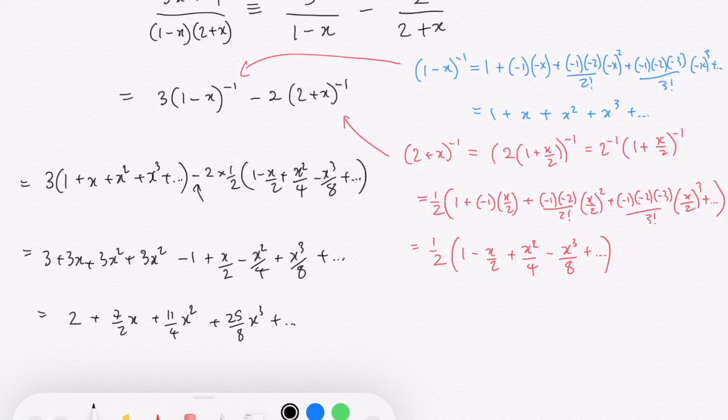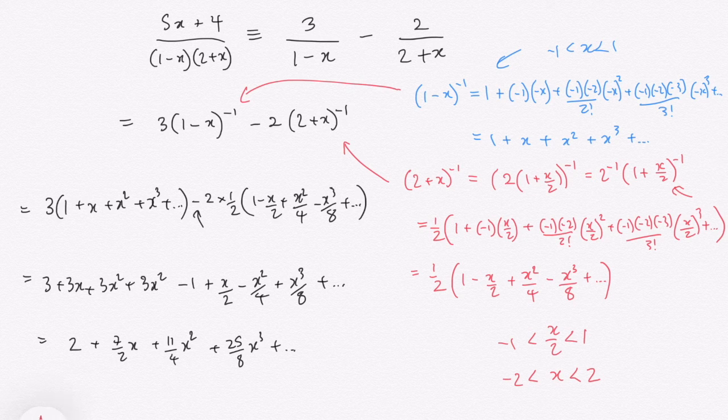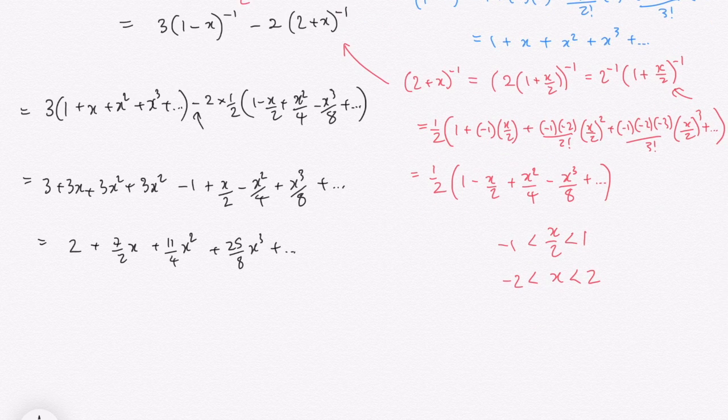It doesn't ask us for this, but let's just state where this is valid. This binomial expansion is valid when x is between -1 and 1. And this binomial expansion here is valid when x over 2 is between -1 and 1, i.e. x is between -2 and 2. But we need to pick the strictest criteria here because both need to be valid. And the strictest criteria is x is between -1 and 1. So we can state that this binomial expansion is valid when x is between -1 and 1.